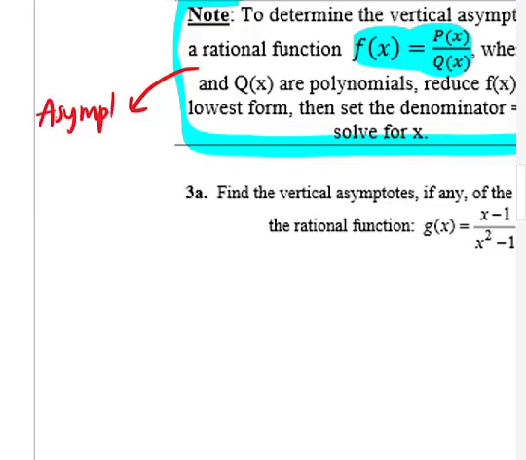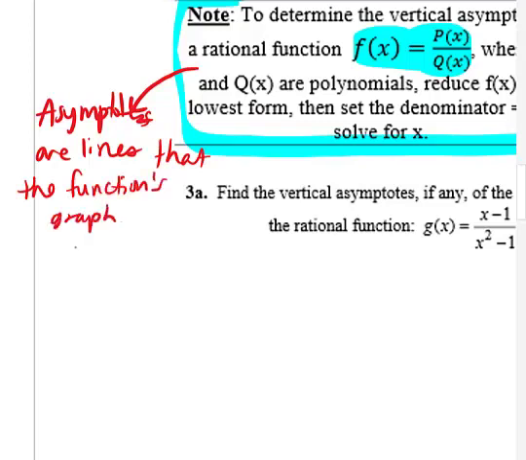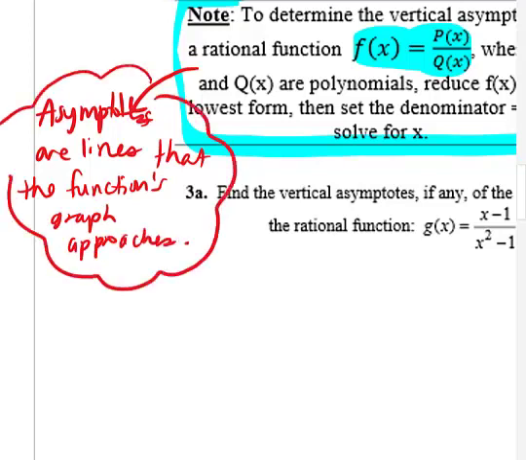Asymptotes are lines that the function's graph approaches. And we actually have a graph that we've memorized that has one, but we didn't even know it.